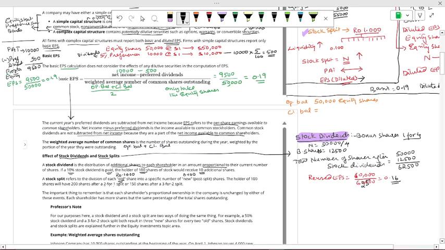A 2 for 1 split means, if you are having 100 shares, the 100 shares will be split into 2, 1 plus 1. That means 100 plus 100, it will become how much? 200.